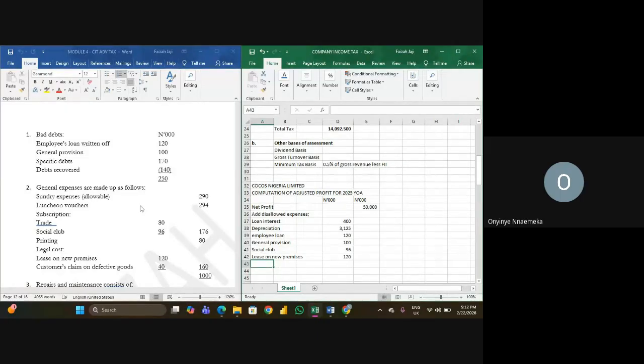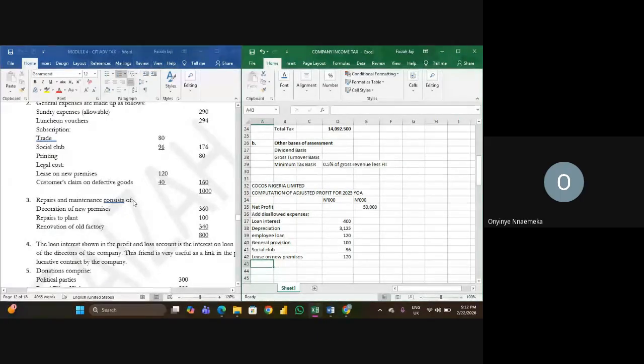So we move. Repairs and maintenance, decoration of new premise. Is this supposed to be allowable? Allowable. Why? It's disallowable expenses. It's a capital expense. Should be disallowed. Good. It's disallowed.